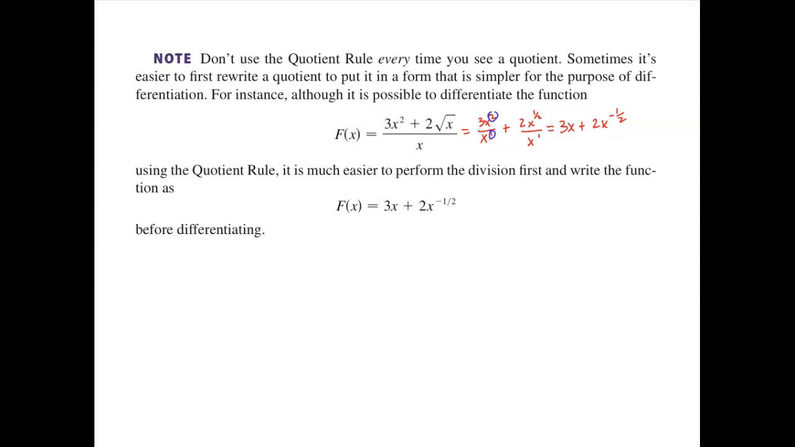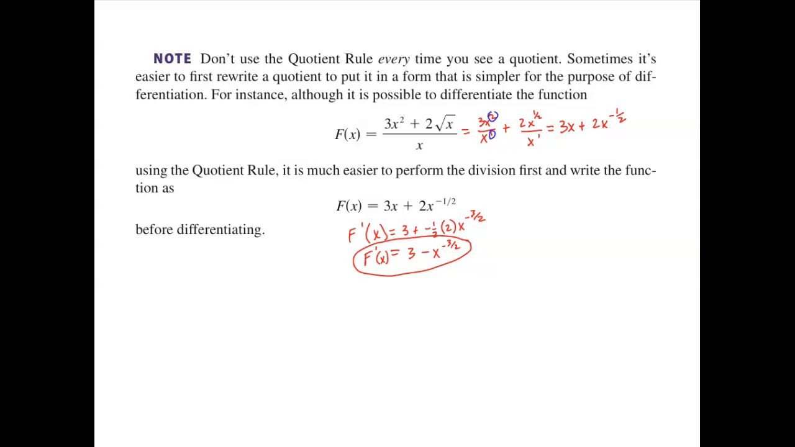You don't have to use the quotient rule, right? You can just use the power rule. F prime just becomes 3 plus, or I guess it would be negative 1/2 times 2 times x to the negative 3/2, which is just 3 minus x to the negative 3/2. And boom, we've avoided using the quotient rule.